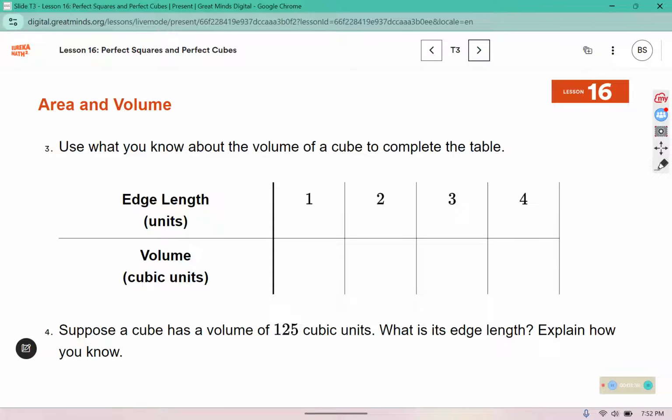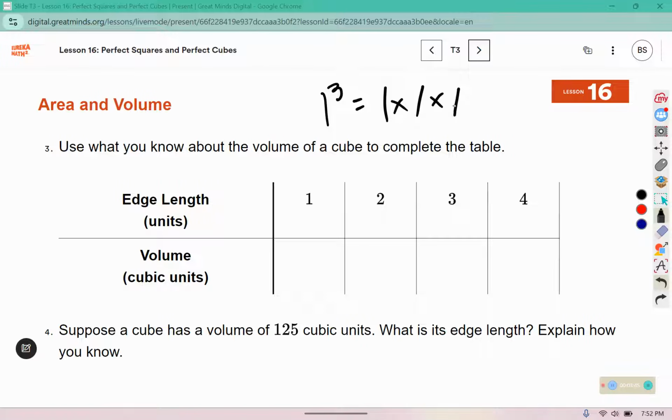Three, use what you know about volume of a cube to complete the table. So we're doing 1 cubed. 1 times 1 times 1. 2 cubed. 2 times 2 times 2. A lot of times people want to say that this is 6, but this is 2 times 2 is 4, times 2 is 8.